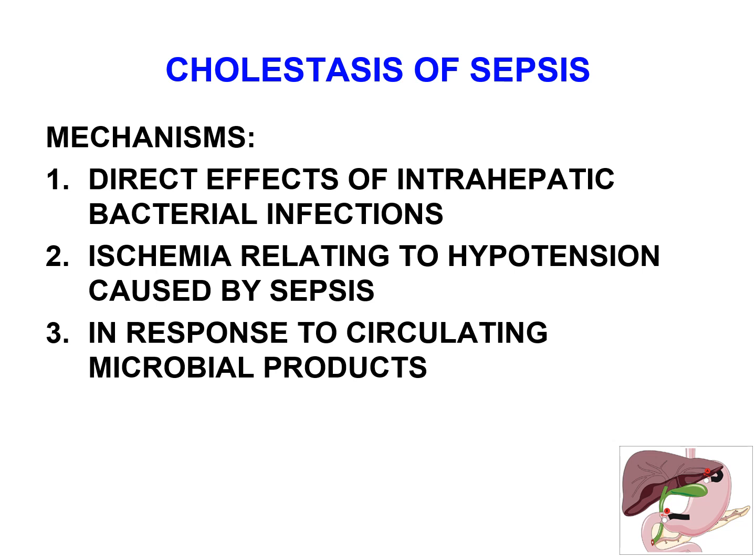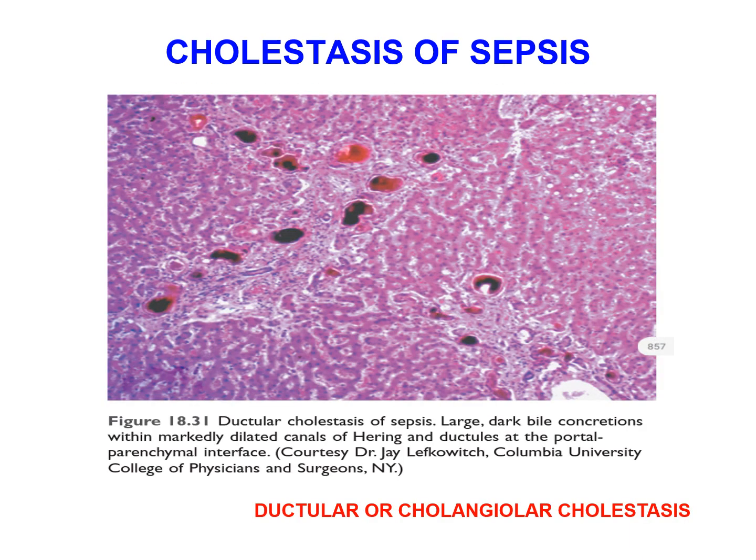Characteristic morphology in the setting of severe sepsis includes canalicular cholestasis and bile plugs within dilated canals of Hering, and bile ductules at the portal parenchymal interface. This is also called ductular or cholangiolar cholestasis. Now, shown here is ductular cholestasis of sepsis, characterized by large, dark bile concretions within markedly dilated canals and ductules at the portal parenchymal interface.